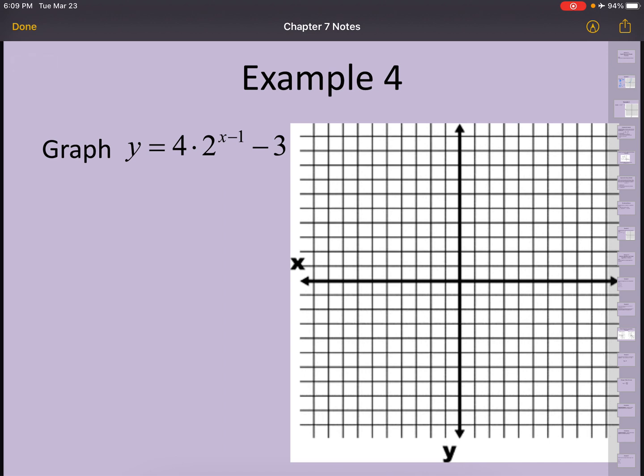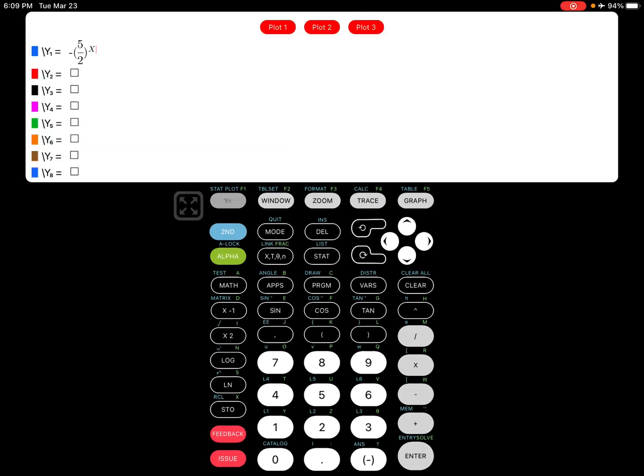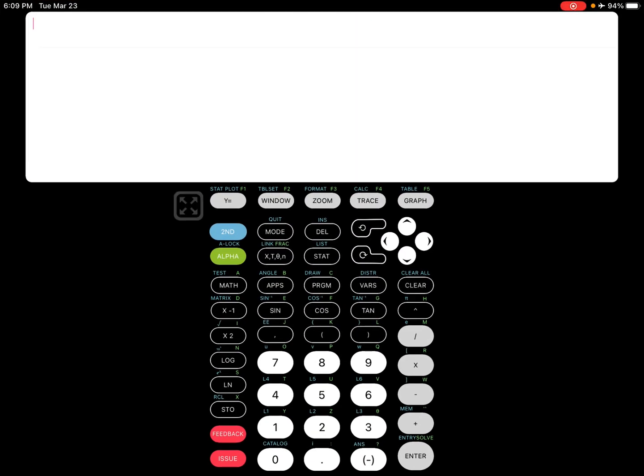Okay, so when we graph this one, we're still going to use just the table. So go ahead and put this one in the y equals.